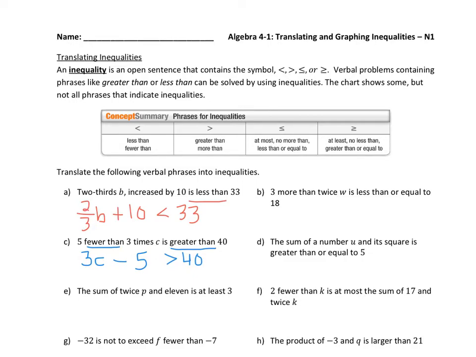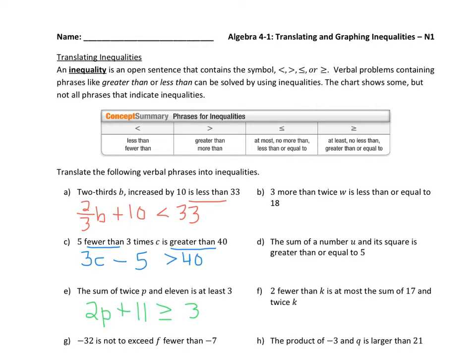Letter E. The sum of twice P and 11 is at least 3. So twice P plus 11, it said the sum of, is at least 3. So I know it can be 3, 4, 5, 6, and so on. So I know that the left side has to be 3 or more, which means the left side, 2P plus 11, is greater than or equal to 3.